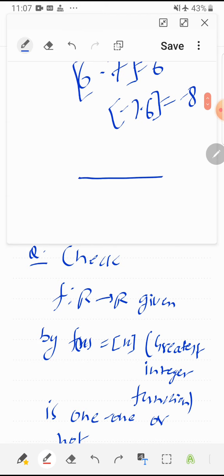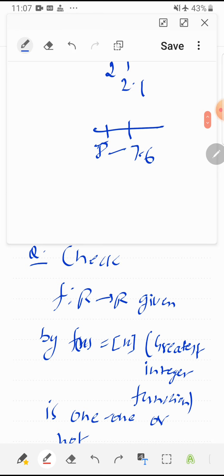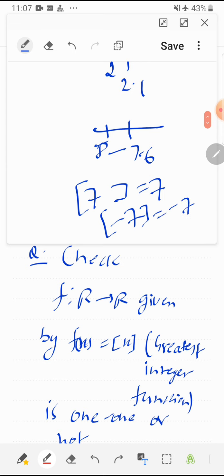So it is simply, if we recall the definition, the greatest integer of x is always the immediate left integer of that number, immediate left. So that is why the greatest integer of 2.1 is 2. Similarly, for minus 7.6, the immediate left is minus 8, not minus 7. But in the case of an integer, the value is the same, like the greatest integer of 7 is 7, and of minus 7 is minus 7.